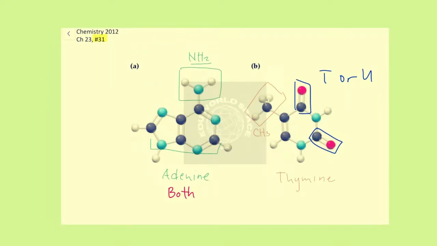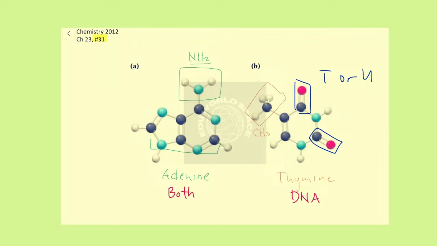Okay, so where do you see thymine? Do you see it in DNA, RNA, or both? And we know that thymine could be found in DNA only, because in RNA we have uracil and not thymine. Okay, so those are our answers for this one.